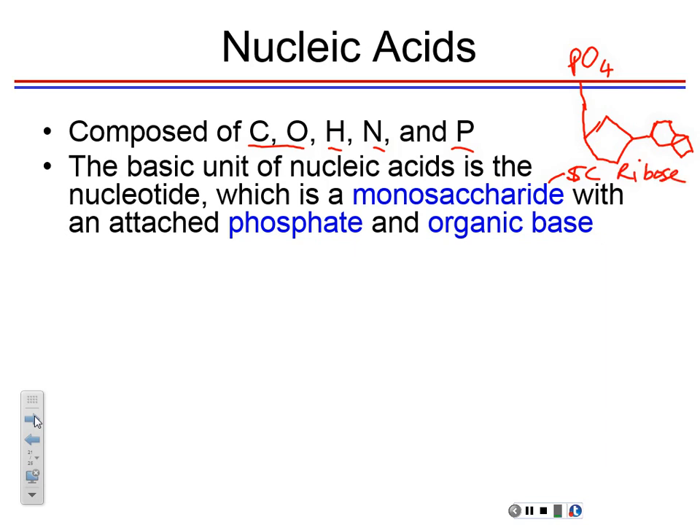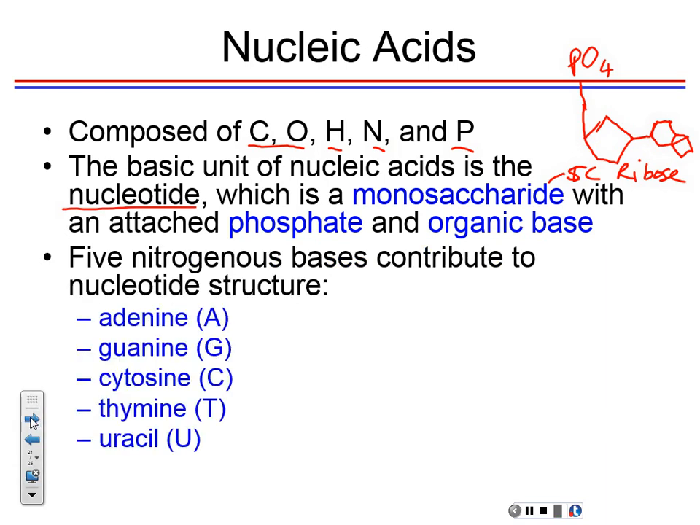It could be deoxyribose for the DNA and ribose for RNA. Okay, but it's got 5 carbons. You just remove an oxygen from the ribose, and you have deoxyribose, which is used in DNA. Okay, so nucleotide is the basic unit, which is comprised of those 3 things.